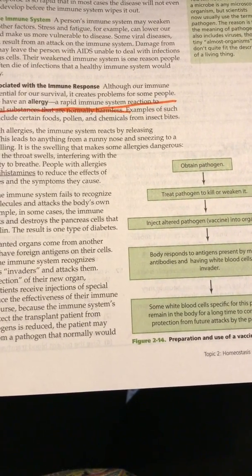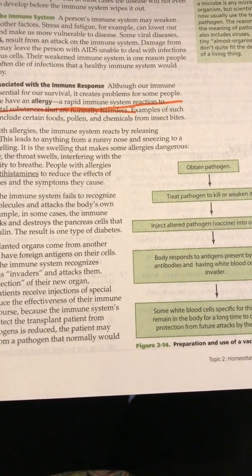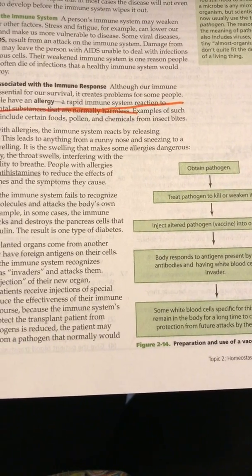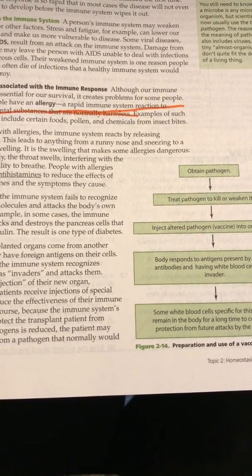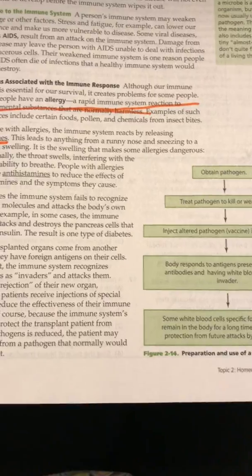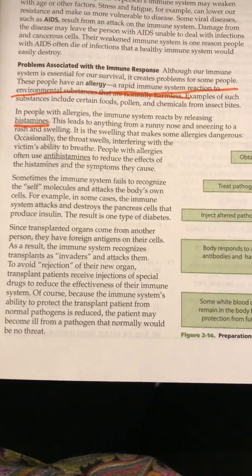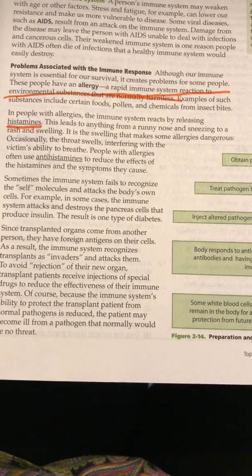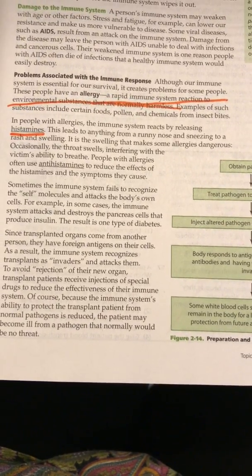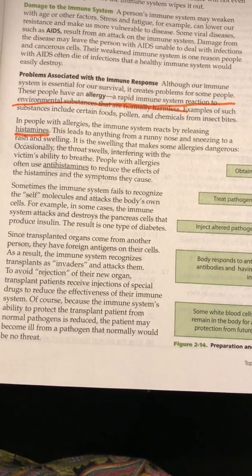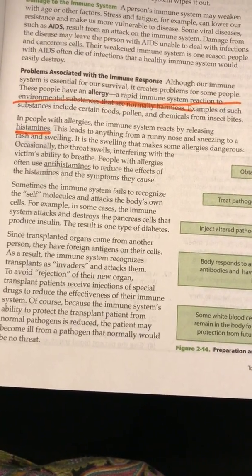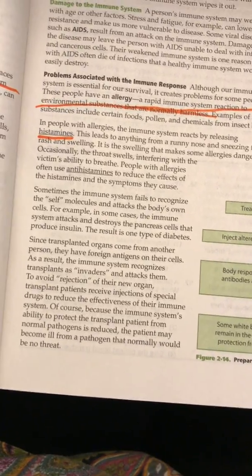Since transplanted organs come from another person, they have foreign antigens on their cells. As a result, the immune system recognizes transplants as invaders and attacks them. To avoid rejection of their new organ, transplant patients receive injections of special drugs to reduce the effectiveness of their immune system. Of course, because the immune system's ability to protect the transplant patient from normal pathogens is reduced, the patient may become ill from a pathogen that would normally be no threat.